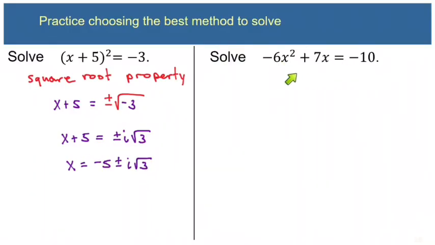Now let's look at this one. This one is negative 6x squared plus 7x equals negative 10. Well, it's definitely not a job for the square root property, and so my choices are between factoring and using the quadratic formula. I guess you could go ahead and jump into the formula here, but let's just take a second and see if this one might factor.